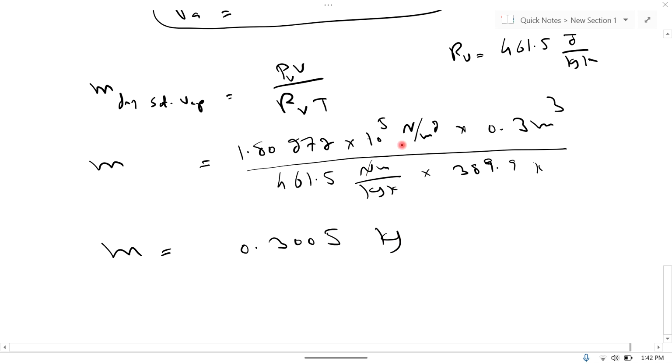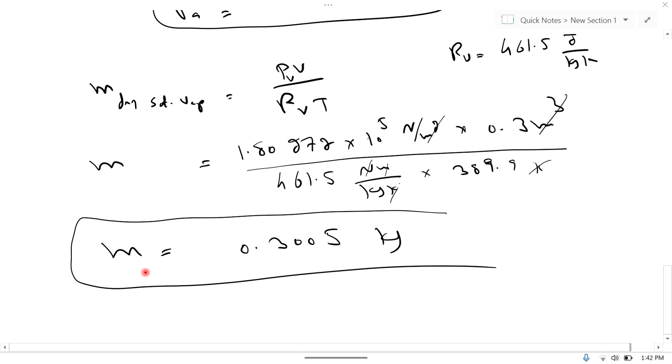Newton will be cancelled with Newton, per meter and per meter square will be cancelled with cubic meter, Kelvin will be cancelled with Kelvin. So this leaves kilogram in the numerator. So the mass of dry saturated vapor is equal to 0.3005.